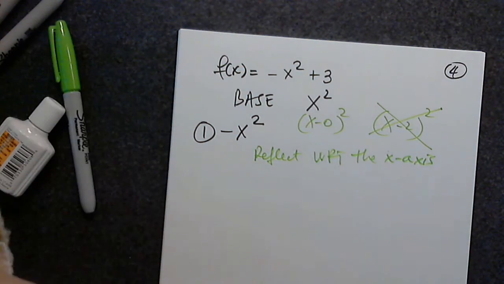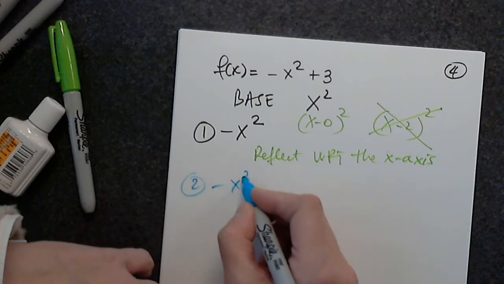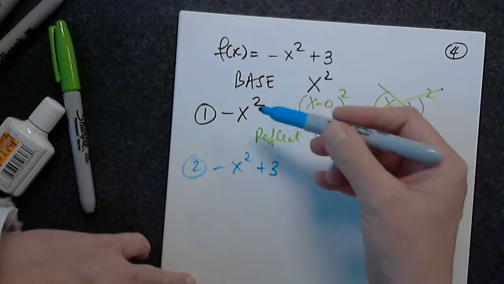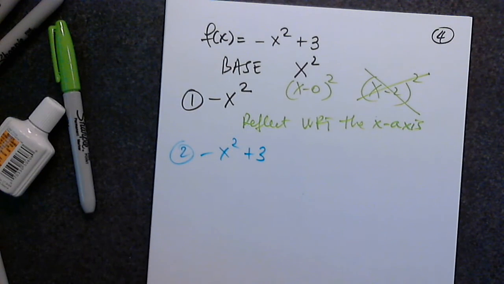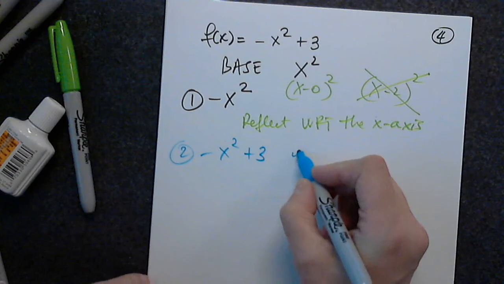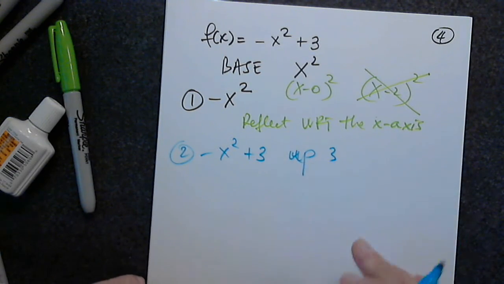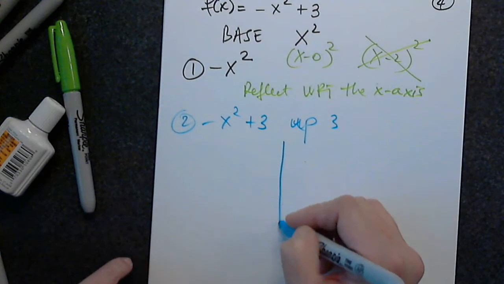In the next and final step, we have negative x squared plus 3. Compare again and find out if we are changing x or we are changing y. Exactly. Awesome. So it's up 3. So it's a change in y. That's all we need to do.